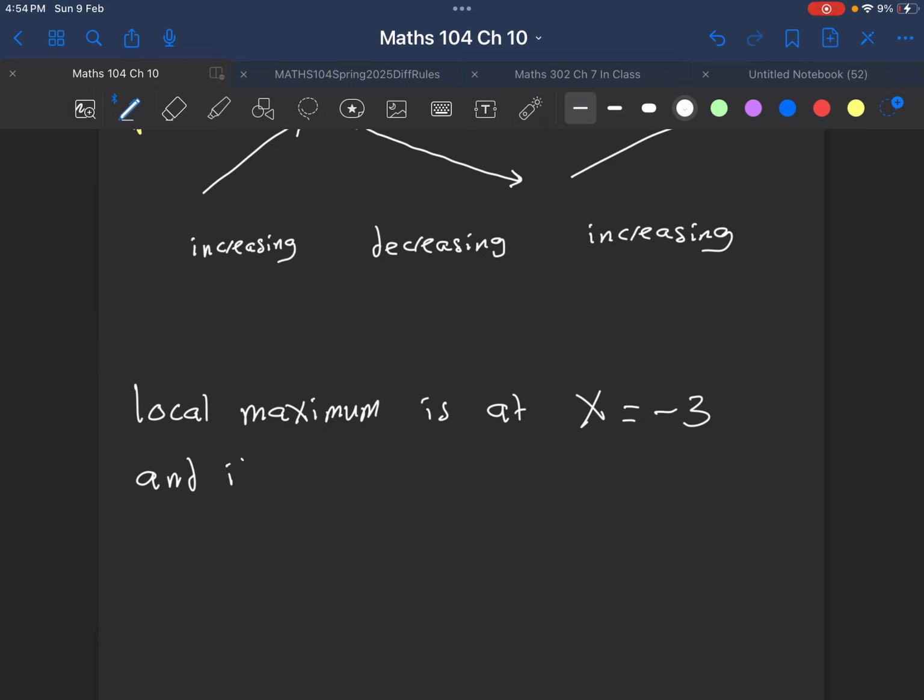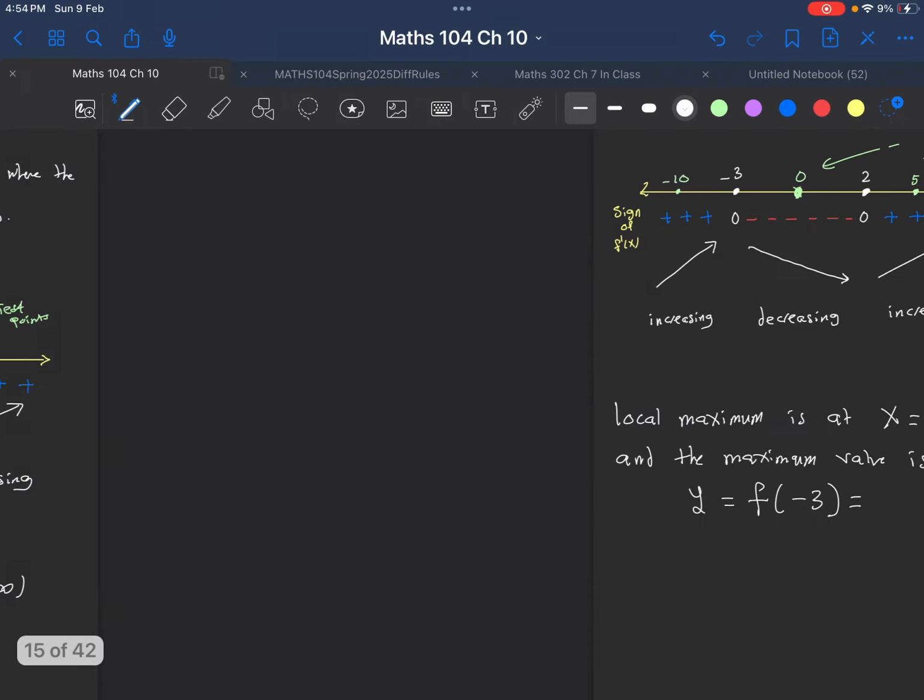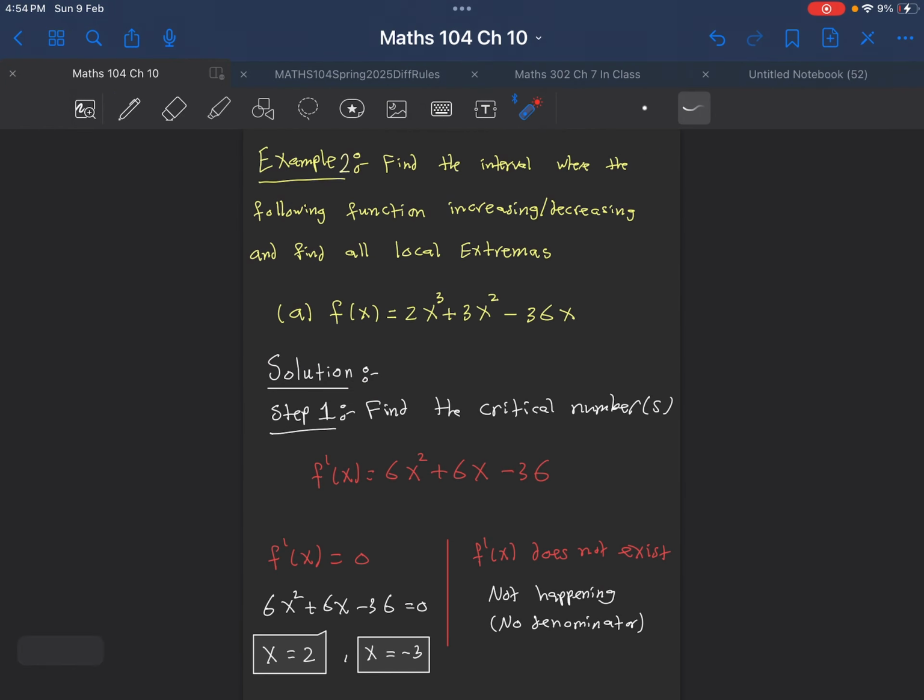And its value, or let's say, the maximum value is y equal, and now you substitute in the original function with -3. So you have to go to the original function and you substitute -3. And that's what you will get, the value for the maximum.